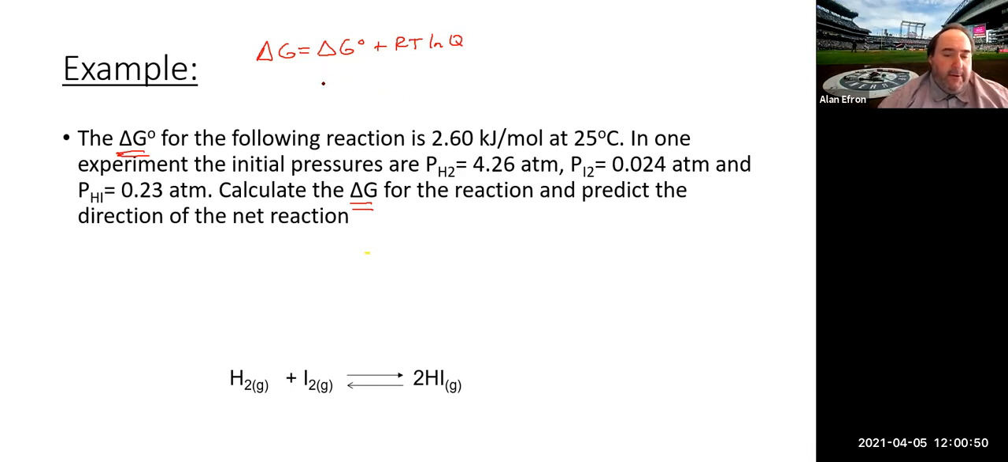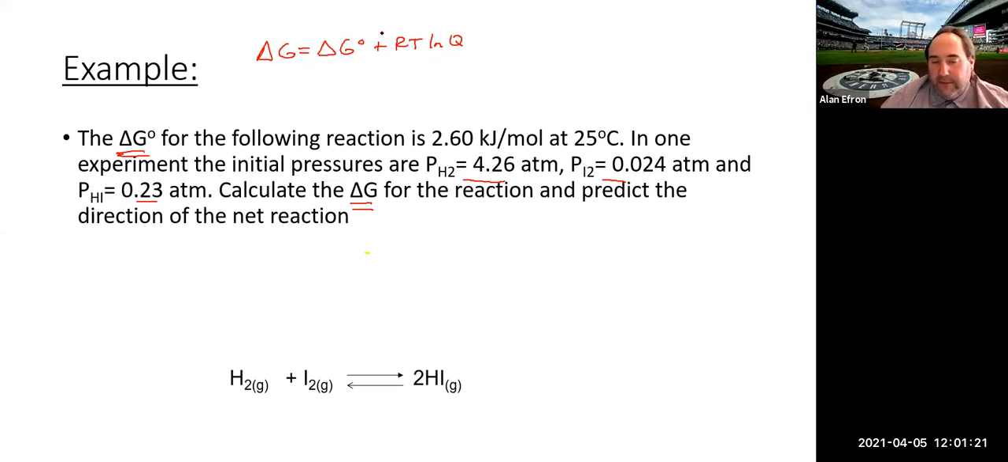Now, how else would we know this is the right one to use? It would be right here. We're given some pressures, and when we look at the pressures, they're not all 1 atmosphere, which would technically be standard conditions. So the thing in this reaction that's not under standard conditions is the actual pressures. Temperature is 25 degrees, which is standard temperature, but our pressures here vary. And that's really where we use this equation.